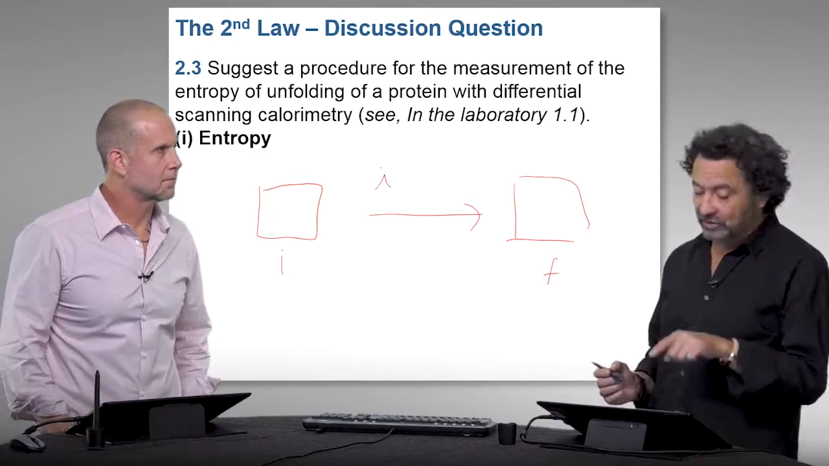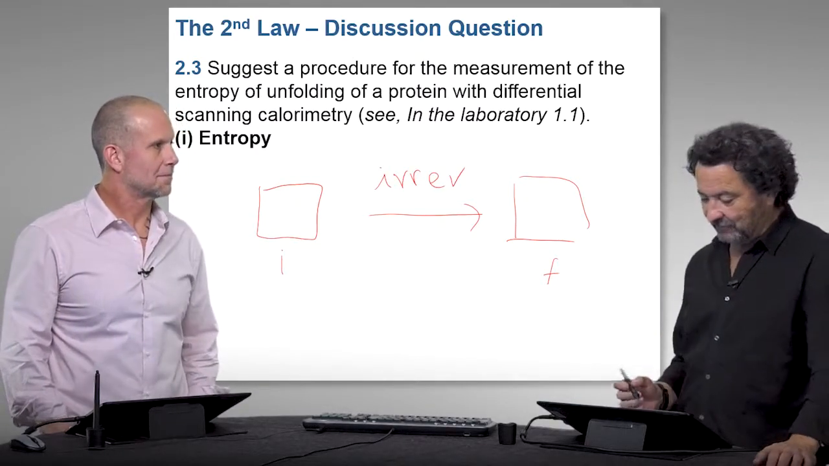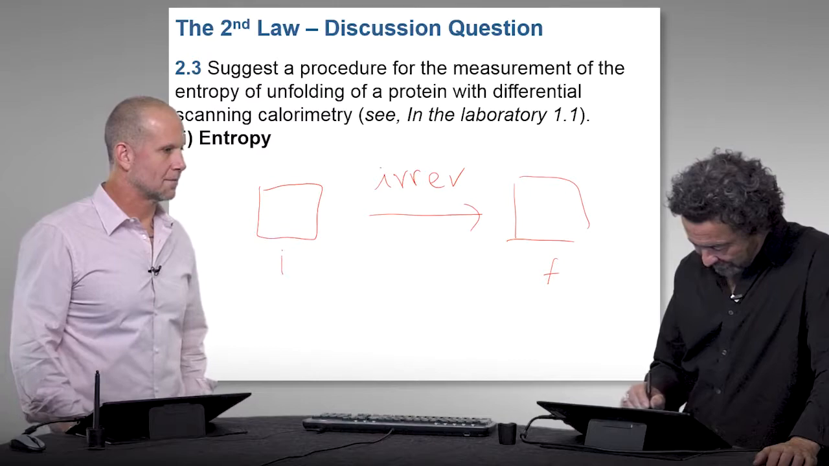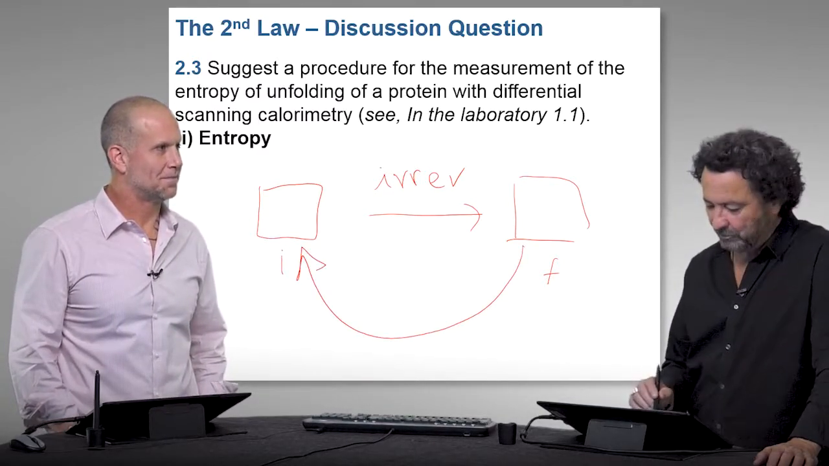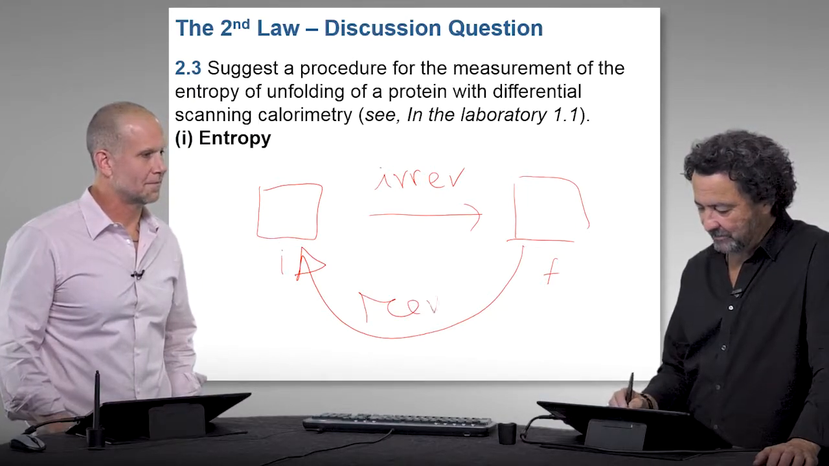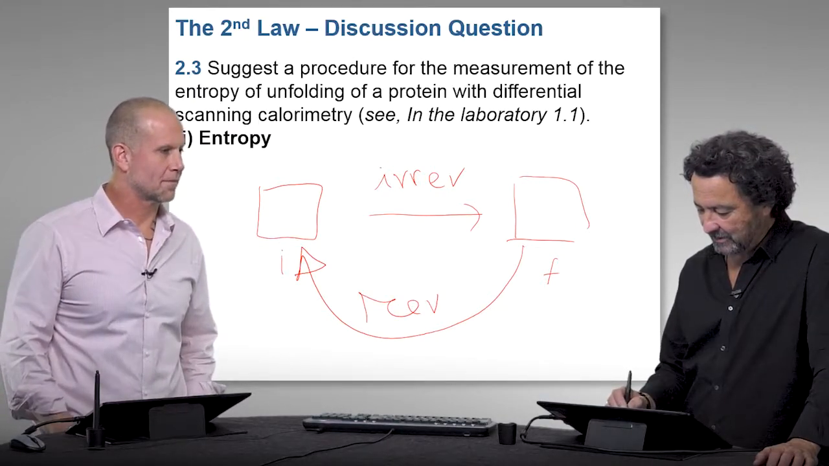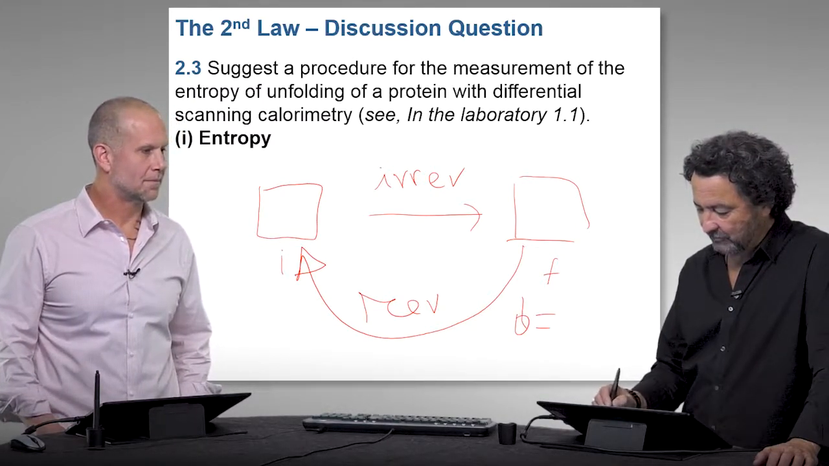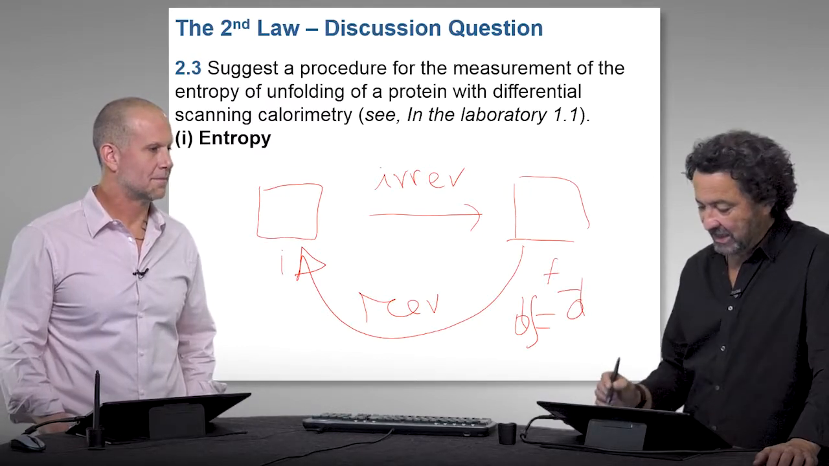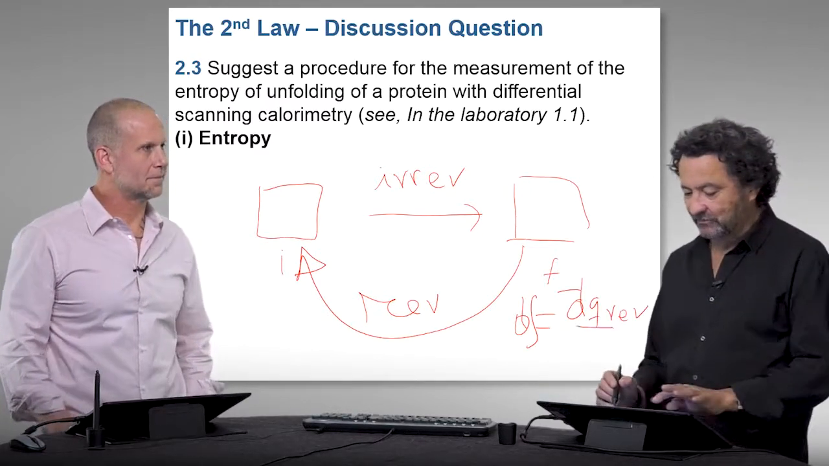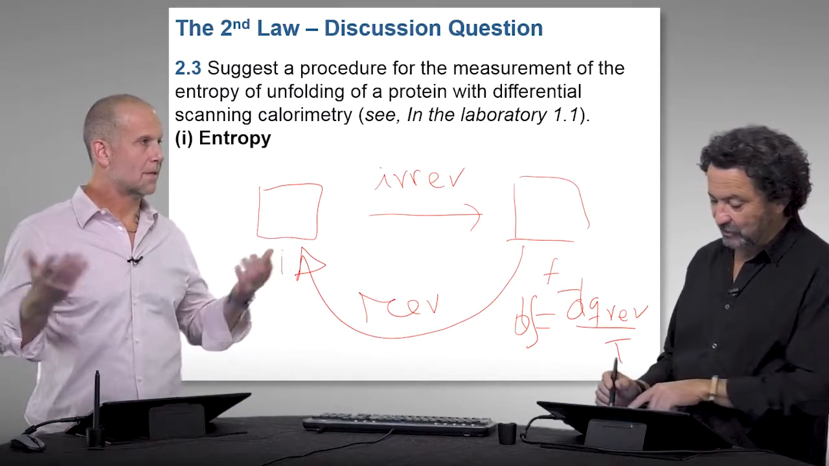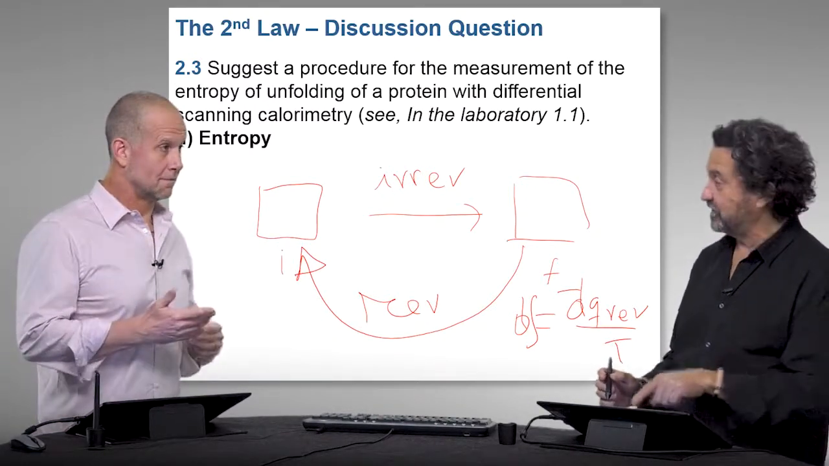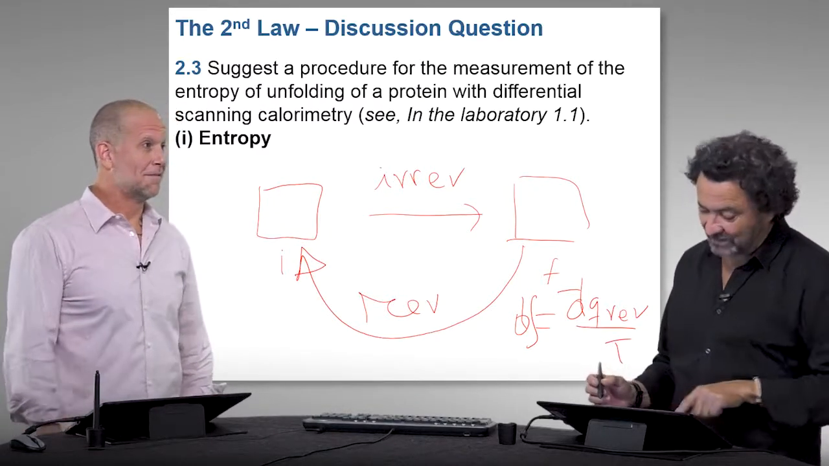If you want to compute the entropy change for this transformation, you have to bring it back reversibly to compute the entropy, because the entropy is defined as dq reversible divided by T. So if you have an irreversible transformation, of course you can measure how much heat and everything, but you cannot calculate the entropy change of the system because you have to take it back.